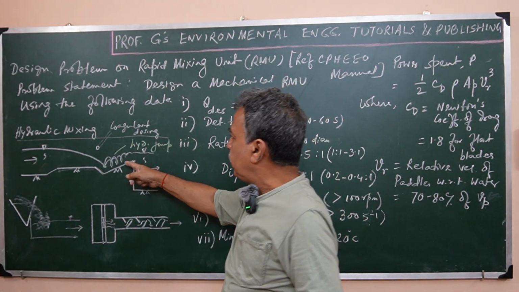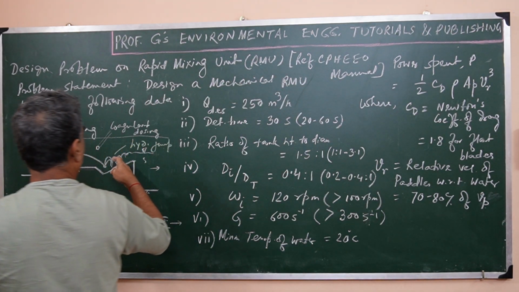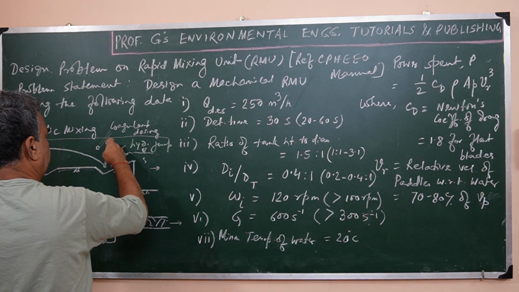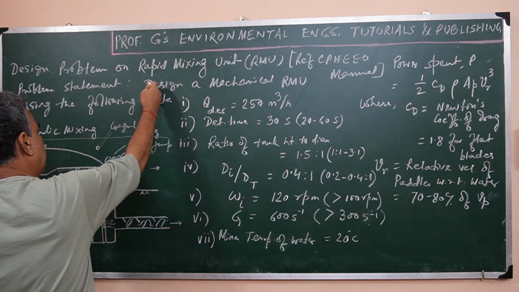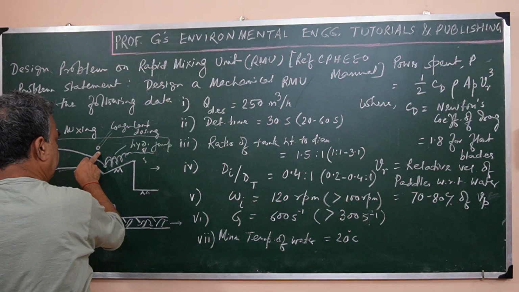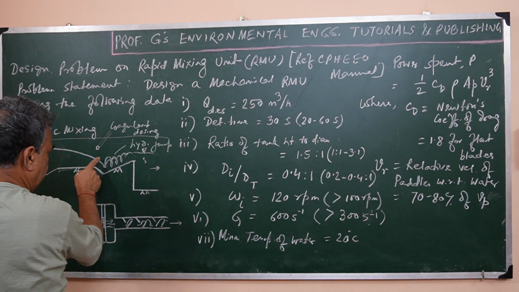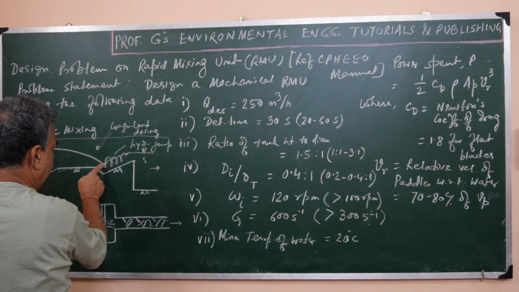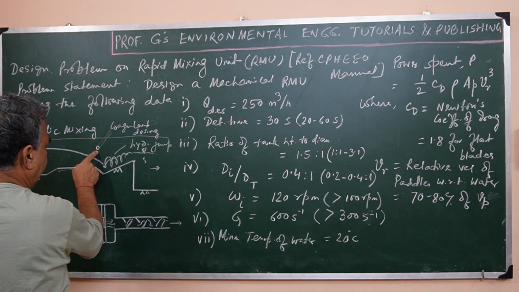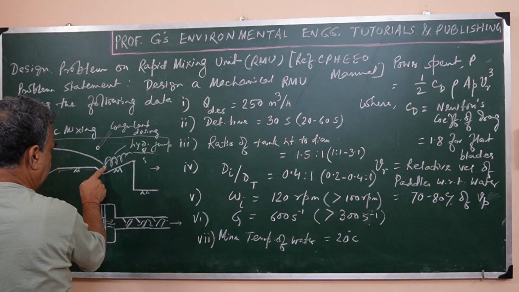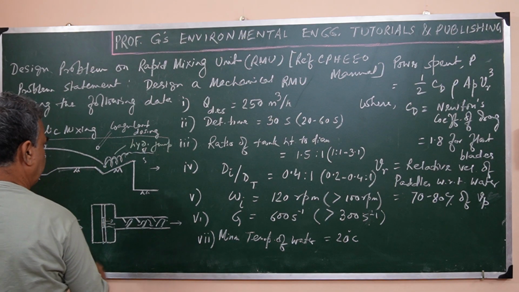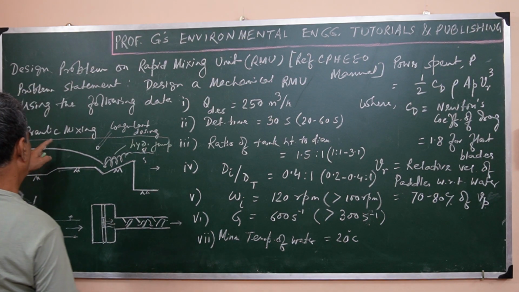So the turbulence we use in hydraulic mixing: the coagulant dosing device is somewhere else, and from there it is connected through a pipe, and the coagulant is dosed right a little before the hydraulic jump. This is one way to effect the hydraulic mixing.